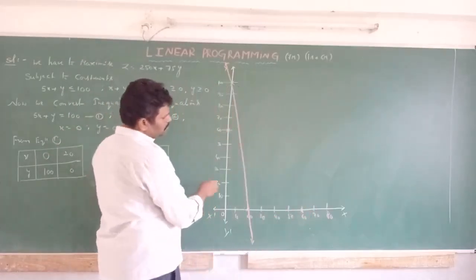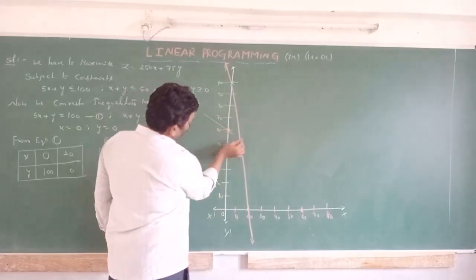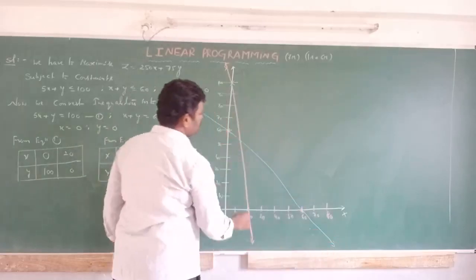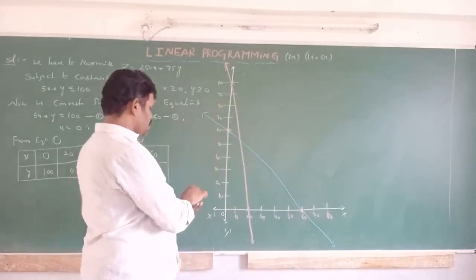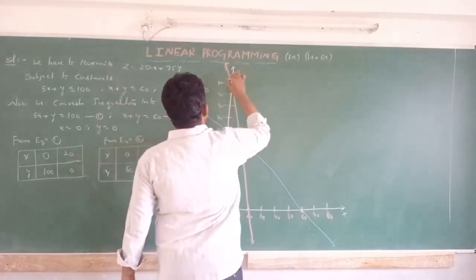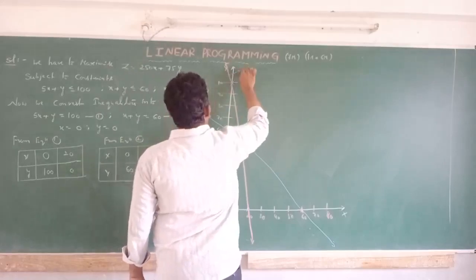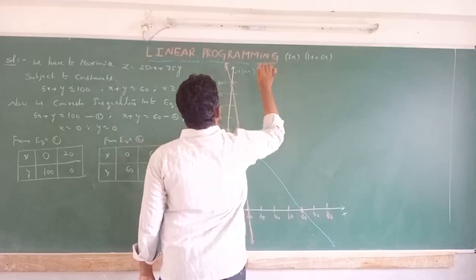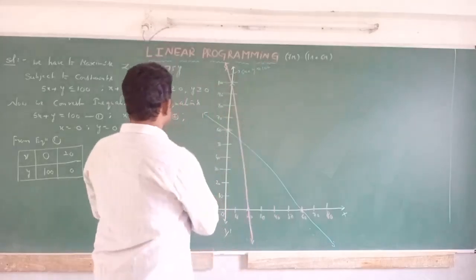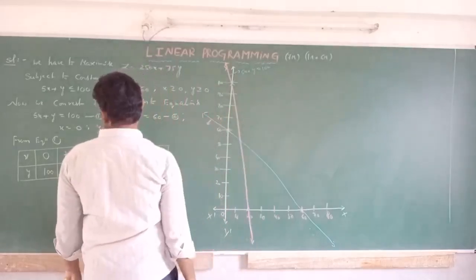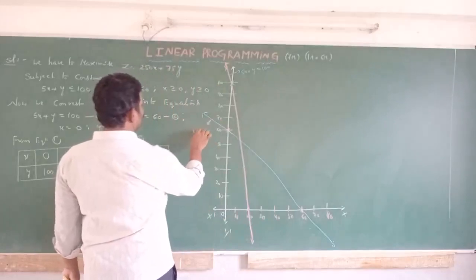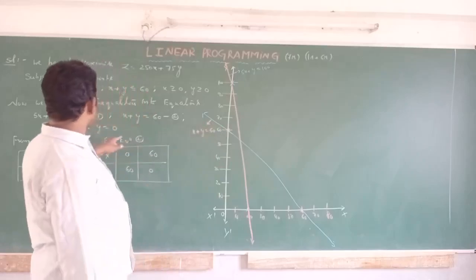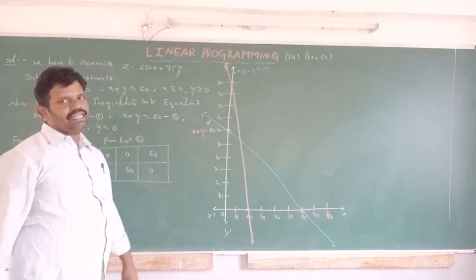Then how do we draw this one? Again, this is the other line. So this inequality, the first inequality, is 5x plus y less than or equal to 100. And the next equation is x plus y is equal to 60. Okay, now these are the line equations.